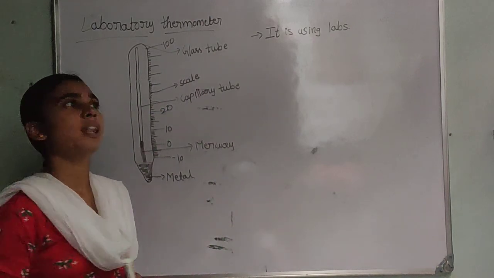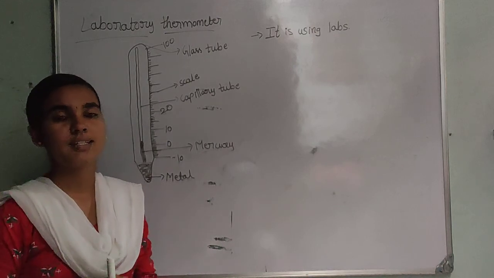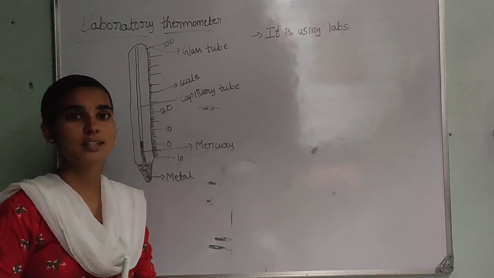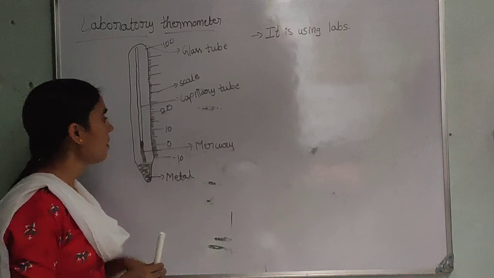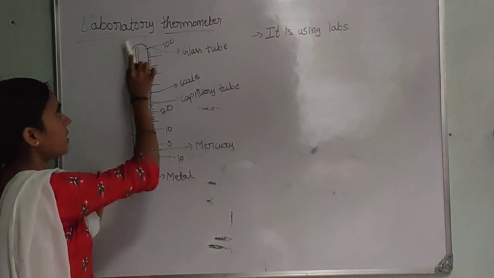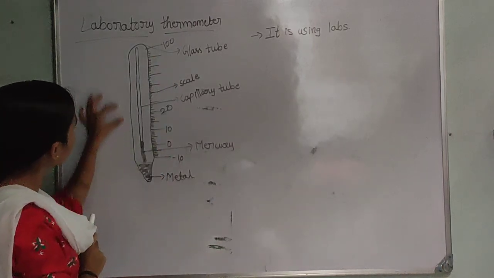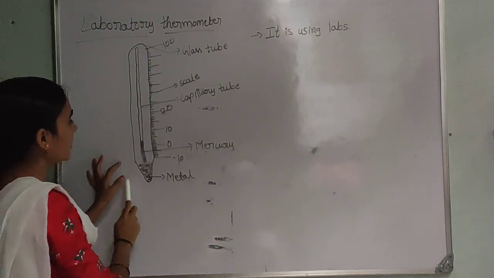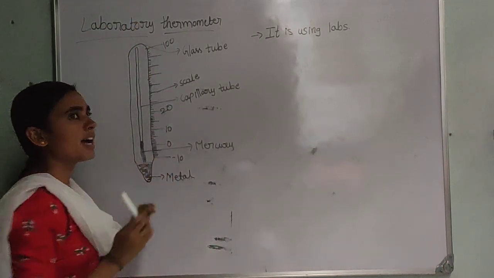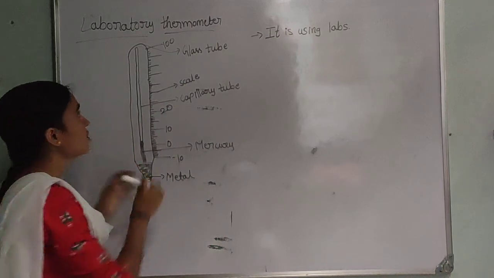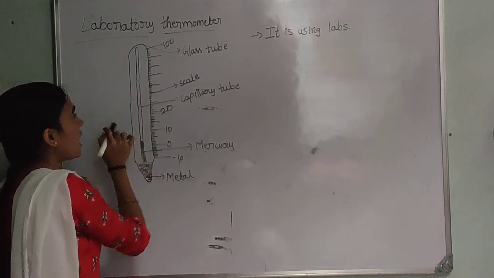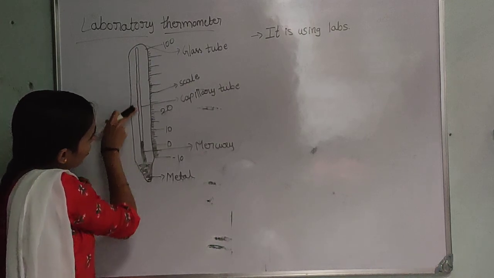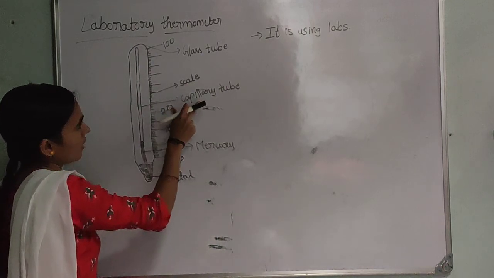So this laboratory thermometer has a construction. What is its construction? The laboratory thermometer has a glass tube. Whatever this outer structure is that we are observing now, we call it a glass tube. Inside the glass tube we have a small narrow tube that we call a capillary tube.